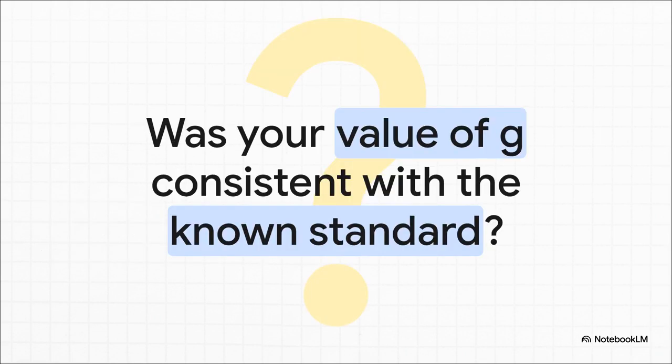And that brings us to the final, most important question, the one you'll need to think about for your lab report. So, how'd you do? Was your result consistent with the known standard value? Think about all the little things that could have affected your measurement. How well did your experiment line up with the known value for gravity? Answering that is what this is all about.